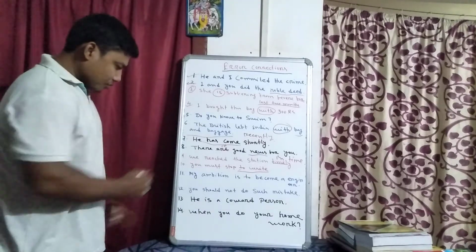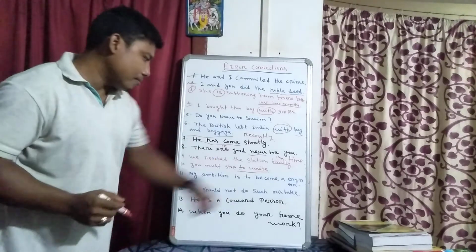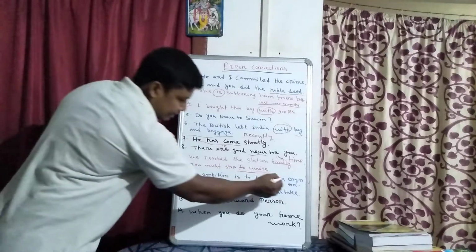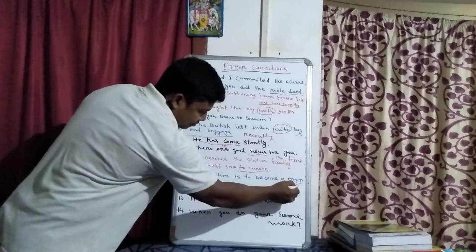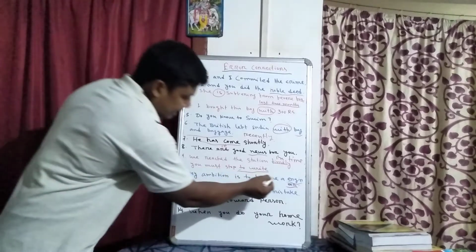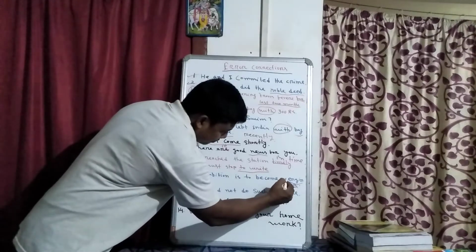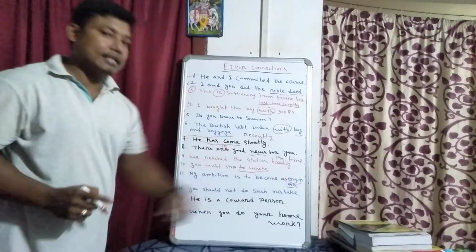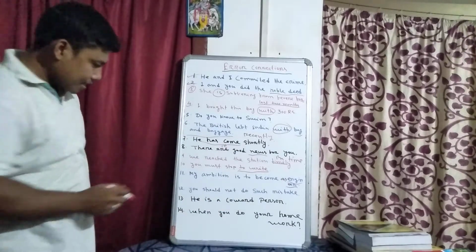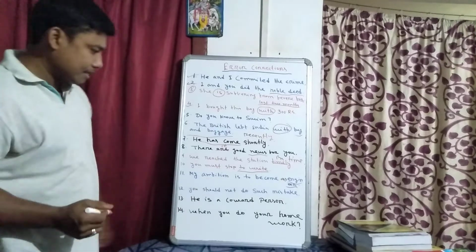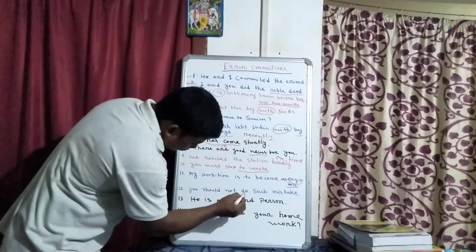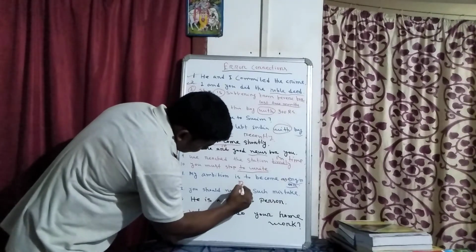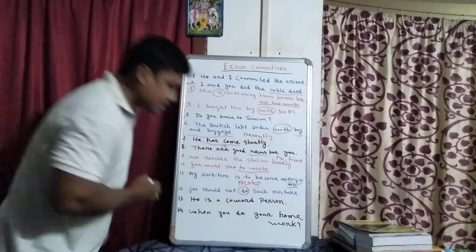Okay. Next one, my ambition is to become an engineer. Here engineer, the first letter is a vowel. So here instead of a we have to use an. What will be the answer? My ambition is to become an engineer, in this way. Next one, you should not do such mistake. Here instead of do you have to write make. You should not make such mistake.